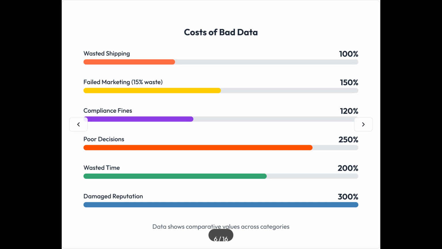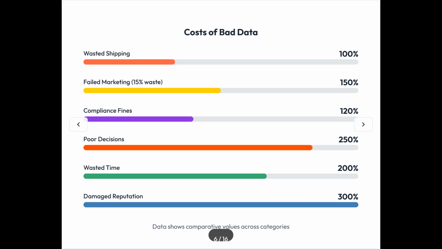Failed marketing campaigns are another. If 15% of your database addresses are outdated for a direct mail campaign, 15% of your budget is wasted. Compliance fines are also a risk in regulated industries, but the most dangerous costs are often hidden. These don't show up on a spreadsheet, but have a larger impact. Poor decision-making is a big one. Approving a new product line based on sales reports with duplicate entries can lead to expensive mistakes.